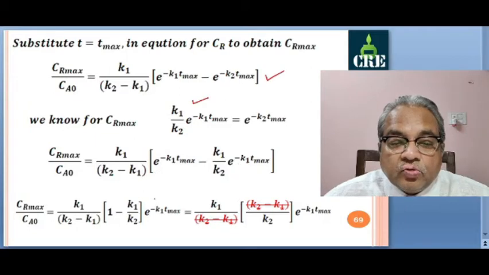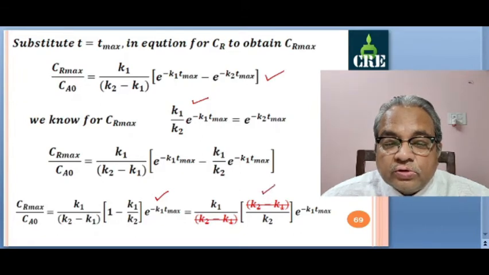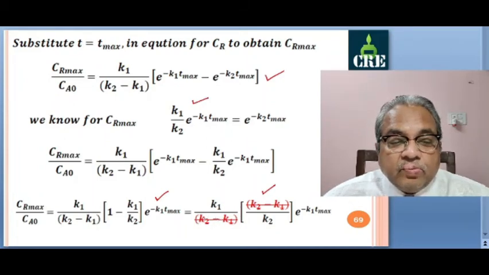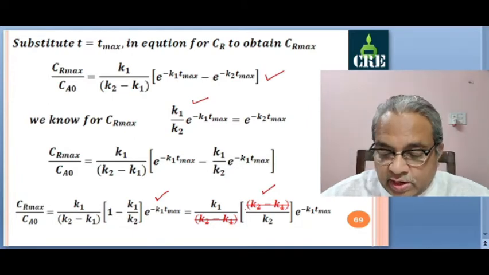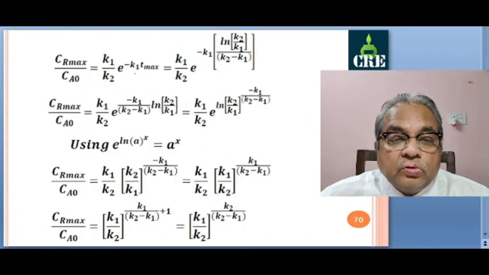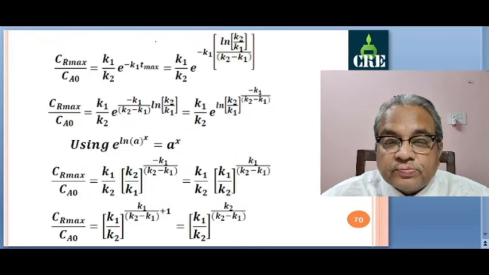Okay, so we can take out e raised to minus k1 into t max, and this is 1 minus k1 by k2. So this is nothing but k2 minus k1 by k2, this term. So we have k2 minus k1 in the denominator and k2 minus k1 in the numerator, that gets cancelled, and CR max by CA0 simply becomes k1 by k2 into e raised to minus k1 into t max. So CR max by CA0 is equal to k1 by k2 e raised to minus k1 t max.